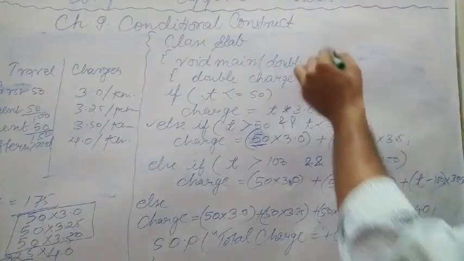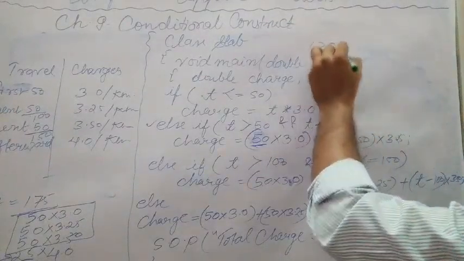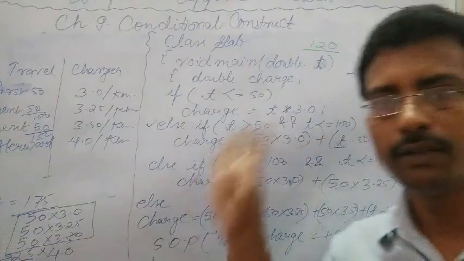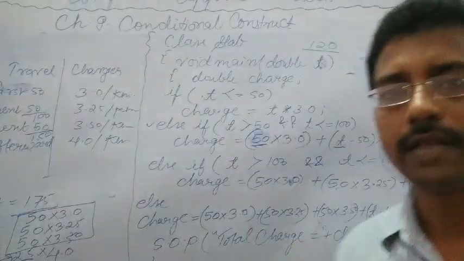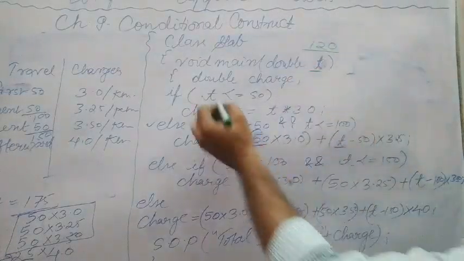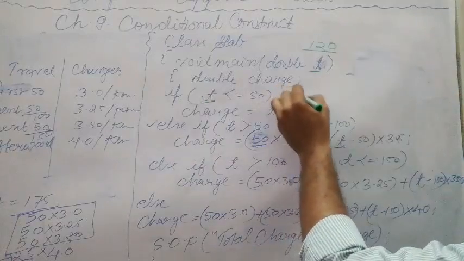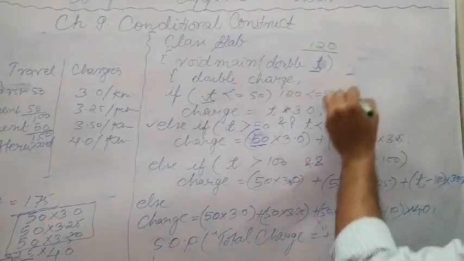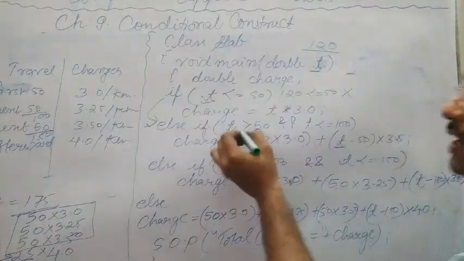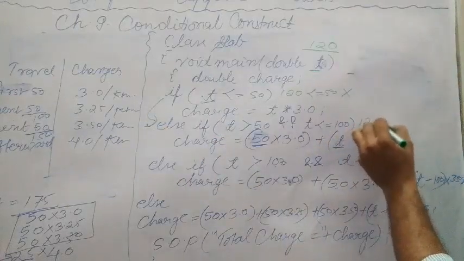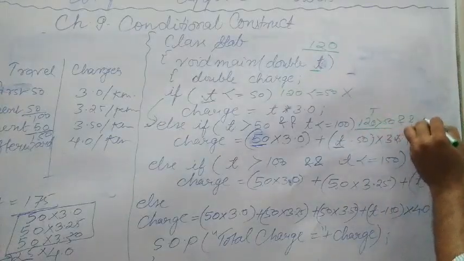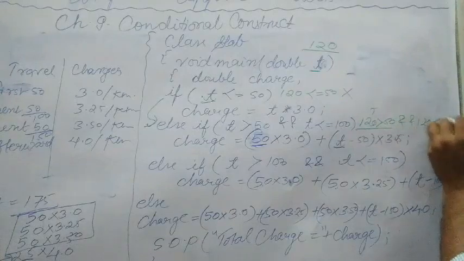Suppose in this program we have given the value as 120. We have traveled 120 kilometers, and we have to calculate the fare, meaning the charge, that the taxi driver has to be paid. Now this 120 value will be the t value. This is called here, and it is checked. Is 120 less than or equal to 50? The condition is wrong. Due to the wrong condition, control will pass to the else part. Else is checking the next condition, so it is checked this way. 120 is greater than 50? Yes, correct. But 120 is less than or equal to 100? No, it is false.